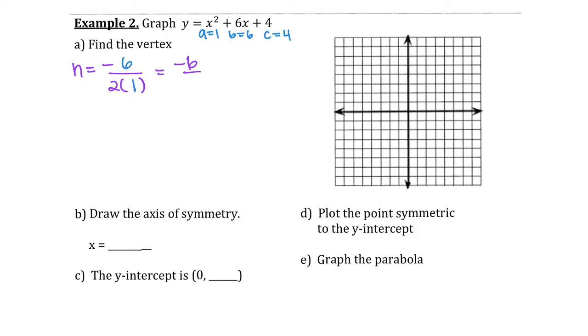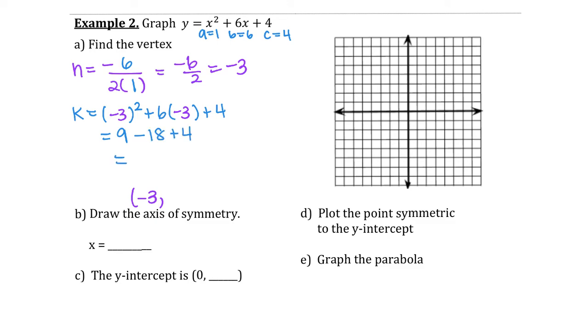Negative 6 divided by 2 is negative 3. So the x-coordinate of the vertex will be negative 3. To get the y-coordinate, I plug my x value in. So x squared plus 6x plus 4. And I just found h to be negative 3. Okay, negative 3 to the second power is positive 9 minus 18 plus 4.